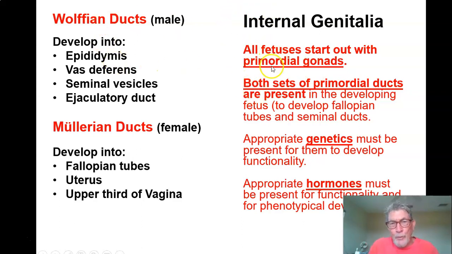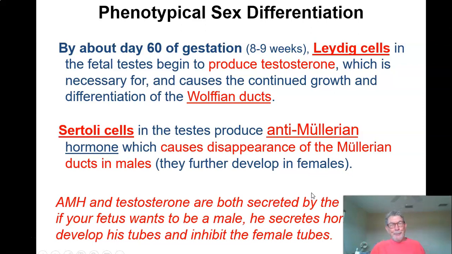But along with these primordial gonads comes both sets of tubes. You have the male tubes, which will become the vas deferens and other duct work. You also have what are called Mullerian ducts, which will become fallopian tubes, the uterus, and the upper third of the vagina. This is the female tubing that will develop into all of the internal female reproductive apparatus. And you start out with both of them. The right hormones will allow these to develop and these to go away, or these to develop and these to go away. So you're going to need the right hormones to make both of those things happen.